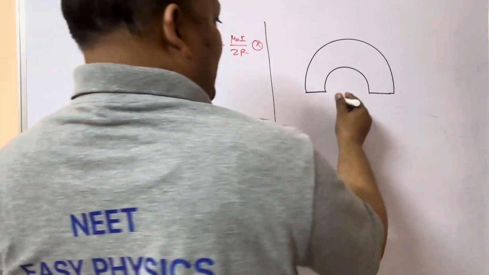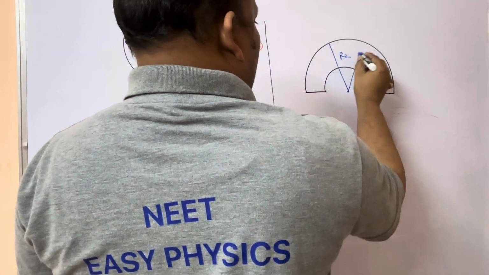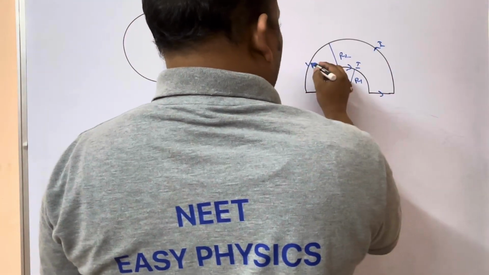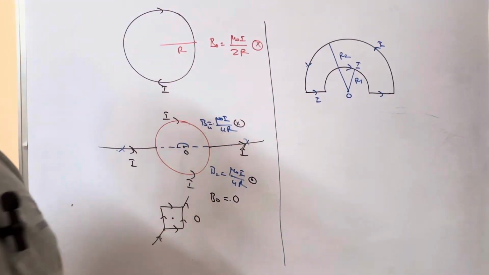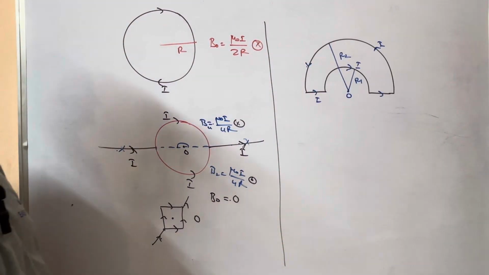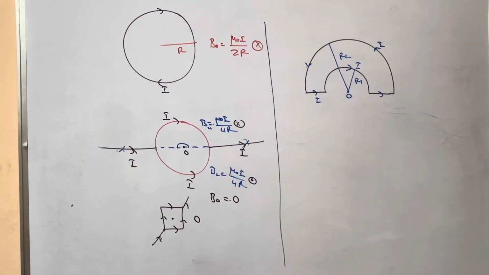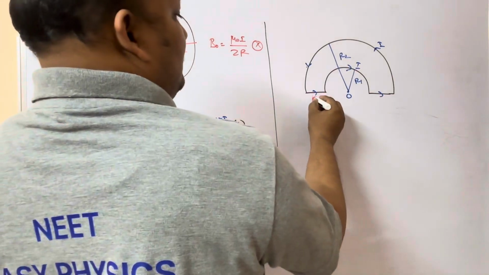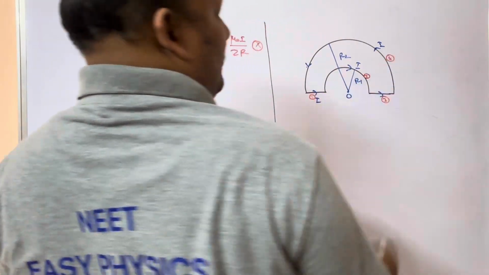Next, see this. This is going to be R1. This is going to be R2. If current I is passing like this, what is the magnetic field intensity at the center? They are going to ask. At that time, because of how many conductors here? Four conductors: one, two, three, four.